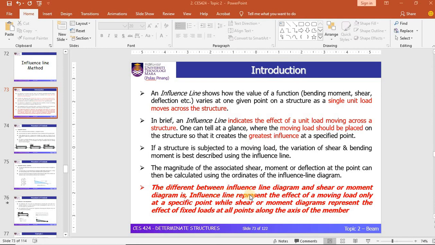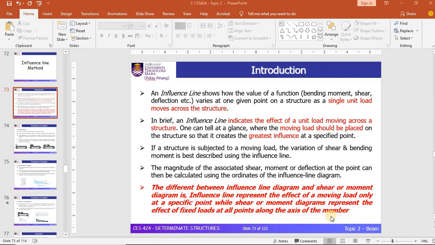The difference between an influence line diagram and the shear or moment diagram is that an influence line represents the effect of a moving load only at a specific point, while shear or moment diagrams represent the effect of a fixed load at all points along the length of the member.